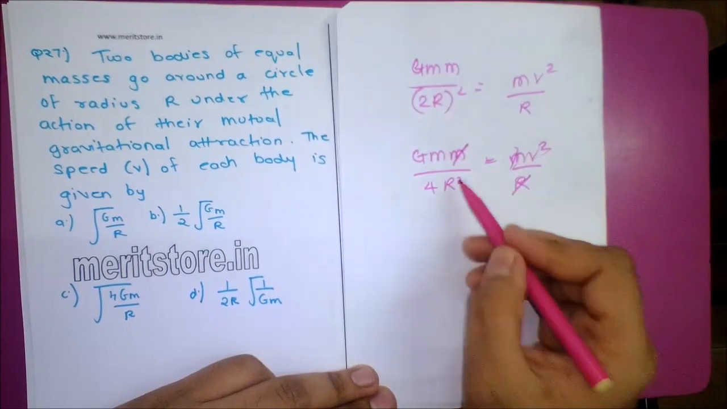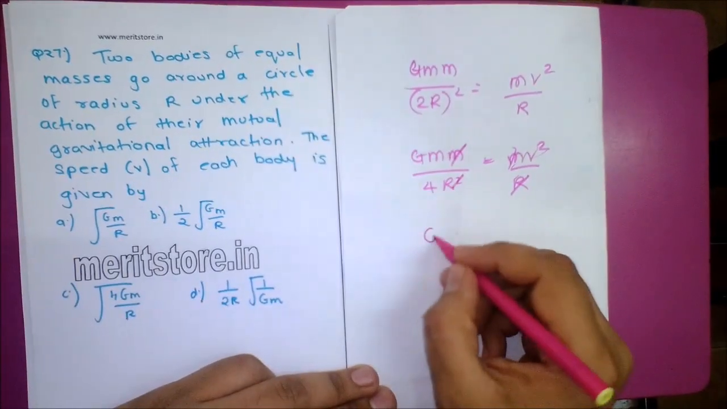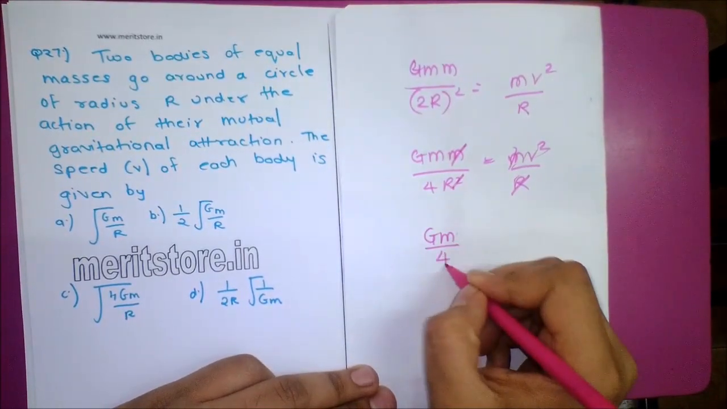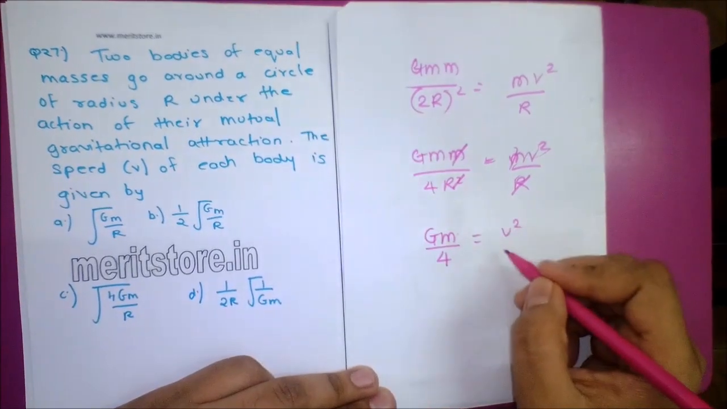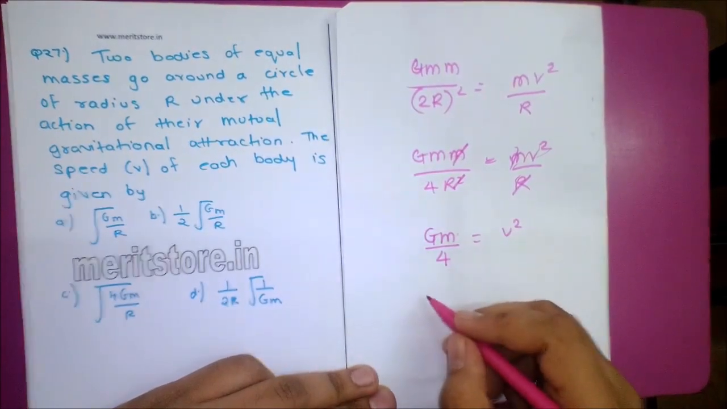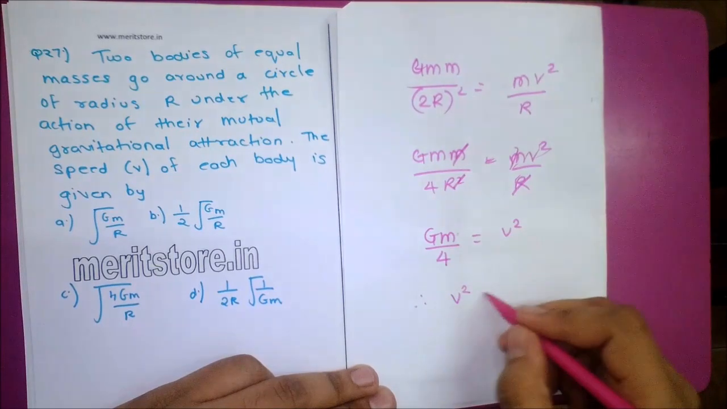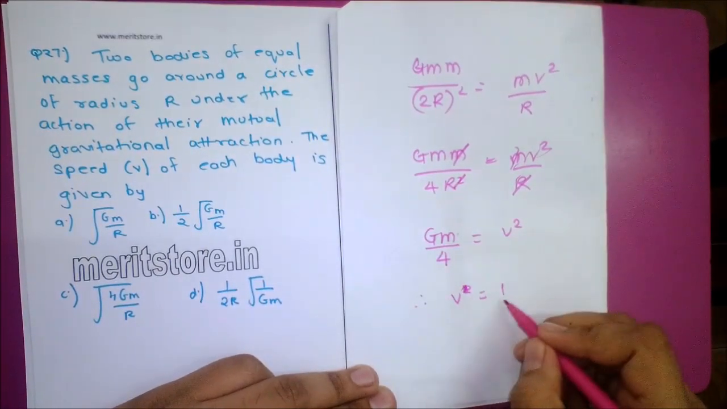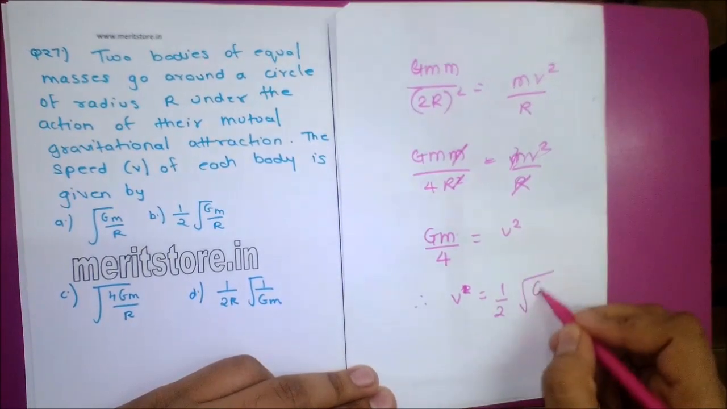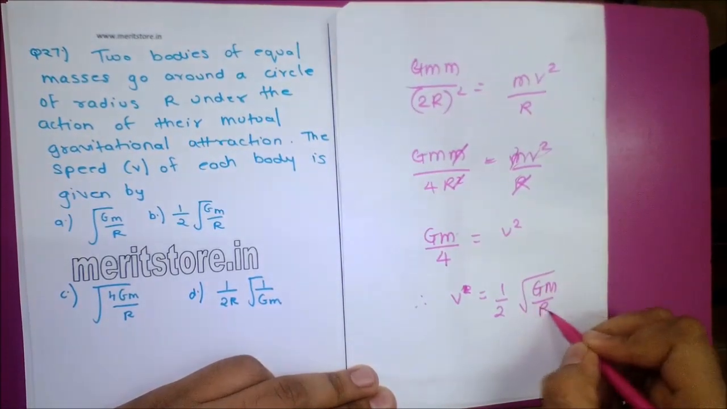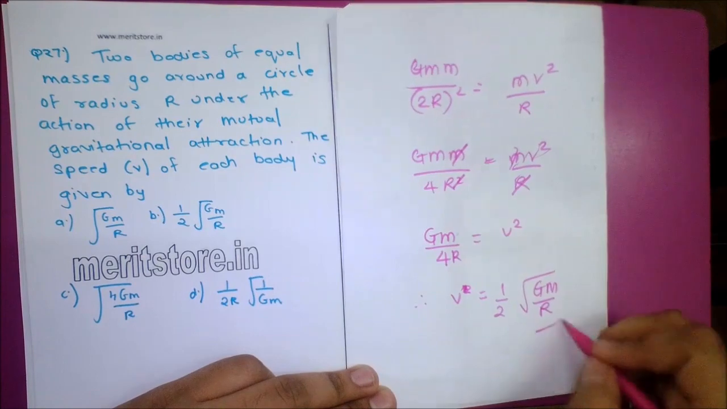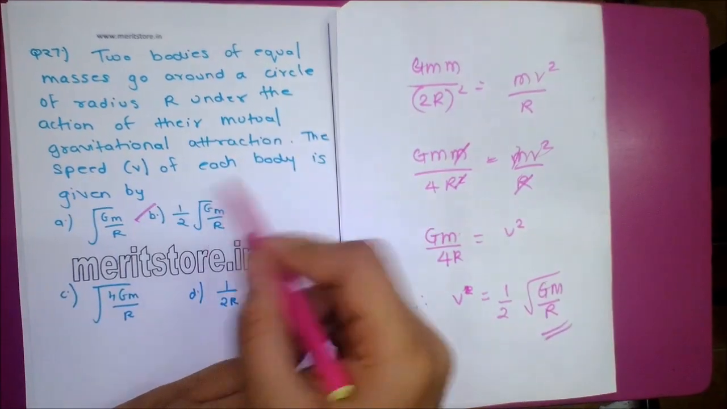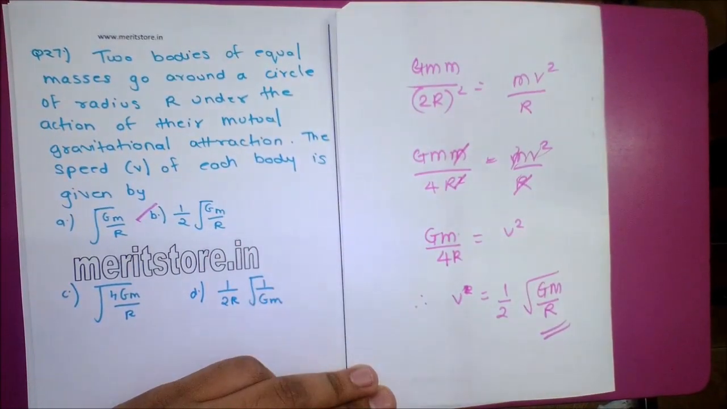M gets cancelled, r and square gets cancelled. We are left with GM upon 4 is equal to v square. Therefore, v can be now written as 1 upon 2 square root of GM upon r. So option B, 1 by 2 square root of GM upon r is the correct answer.